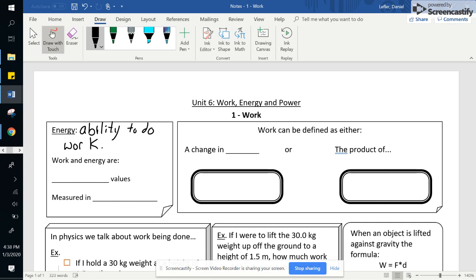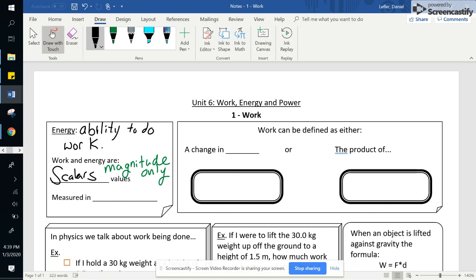Work and energy, both of these are scalars. If you remember from last semester, scalars have magnitude only, so it's just some number. Where if it's a vector, then it's going to have magnitude and a direction. So for these, you don't have to worry about the direction that work is being done.